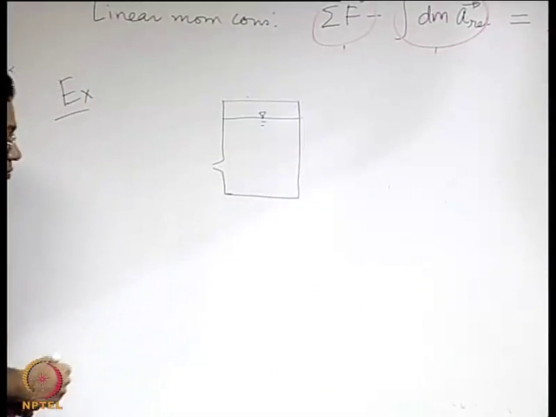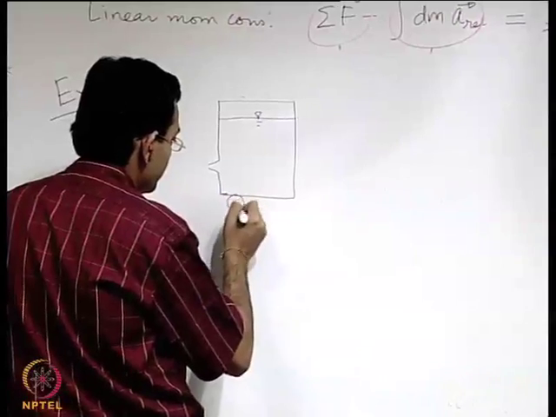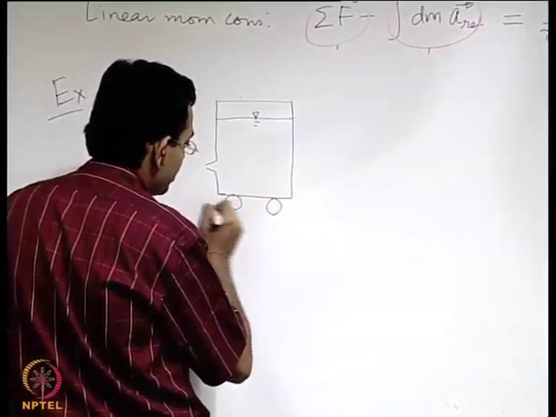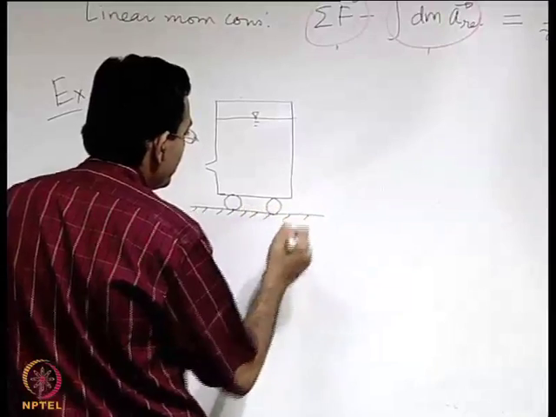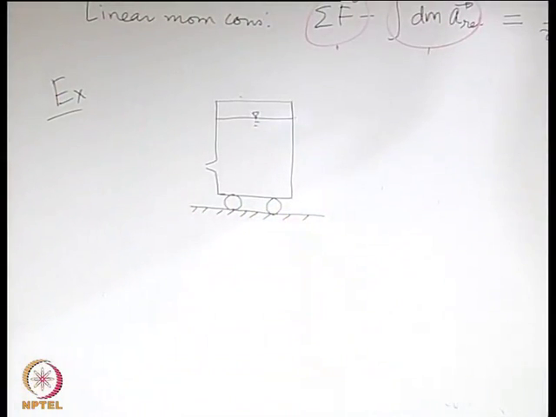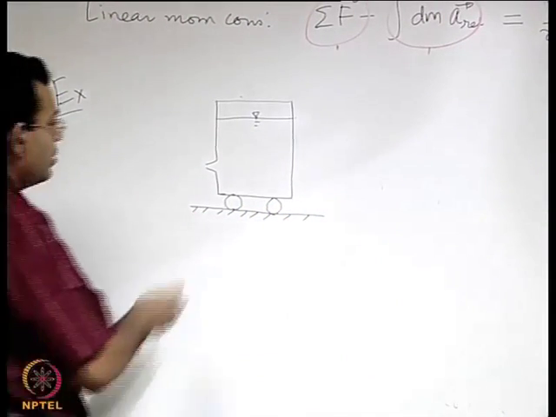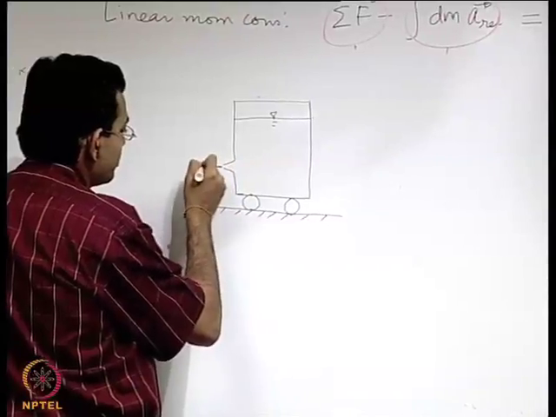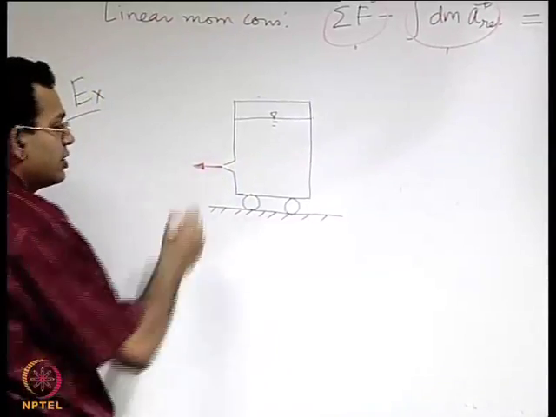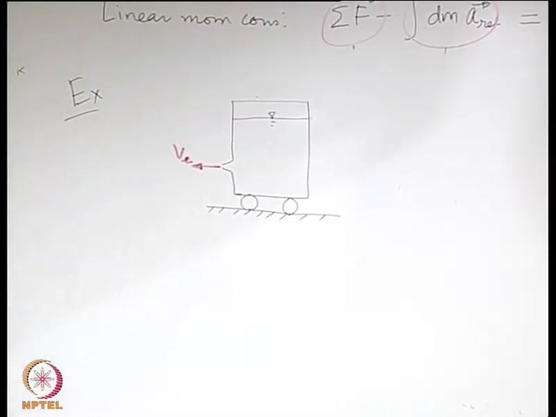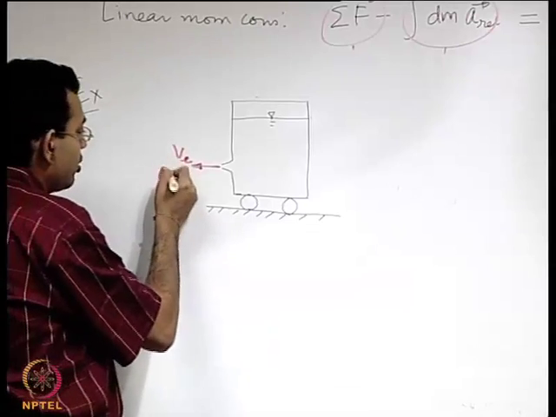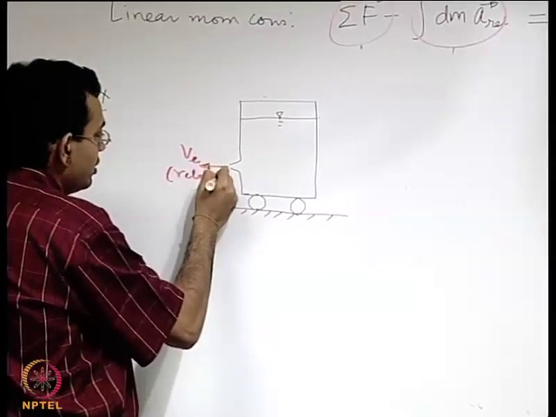And there are some wheels which are there with the tank. Water comes out of the tank like this, say with a velocity V. Relative to the tank, this is the relative velocity, just like the rocket case, this is also a relative velocity.